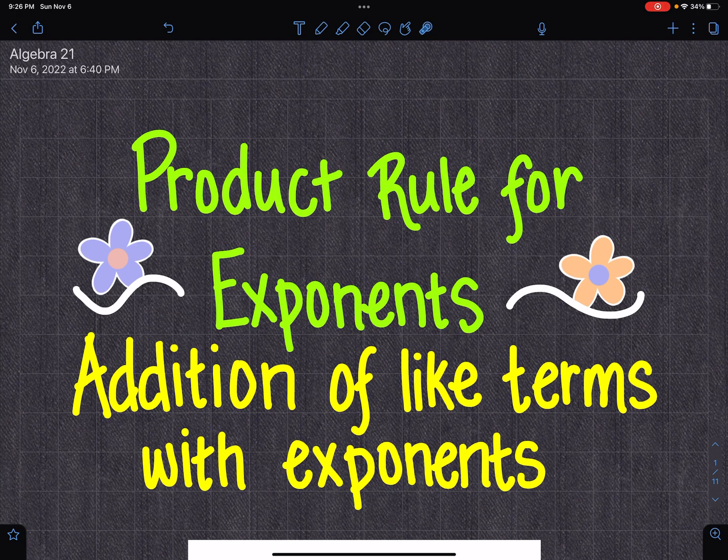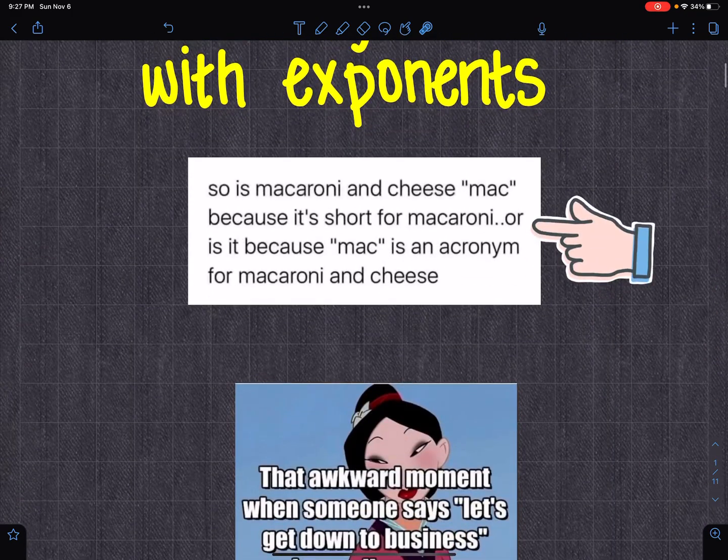Okay, let's jump in. We're gonna talk about product rules when we're talking about exponents. So product rule for exponents. And then we're gonna talk about addition of like terms with exponents, and then you'll see how these two topics are related and how a lot of people are gonna get them confused, but you are not gonna get them confused because you are awesomely really good at math. All right, let's jump in.